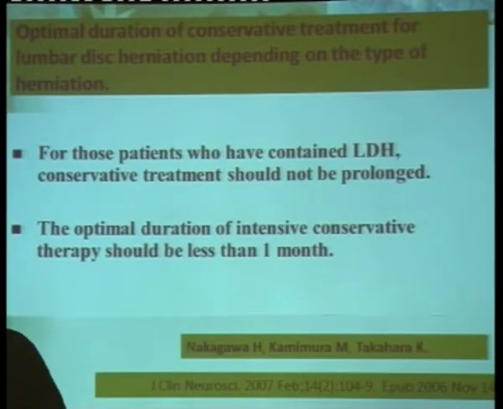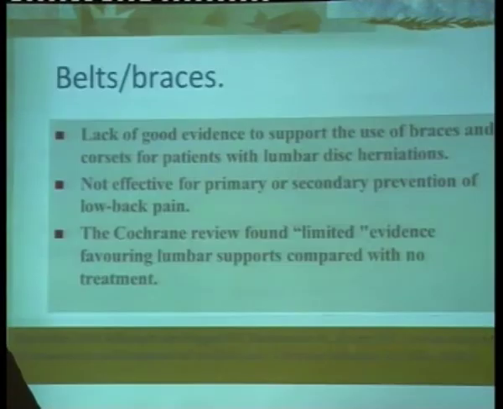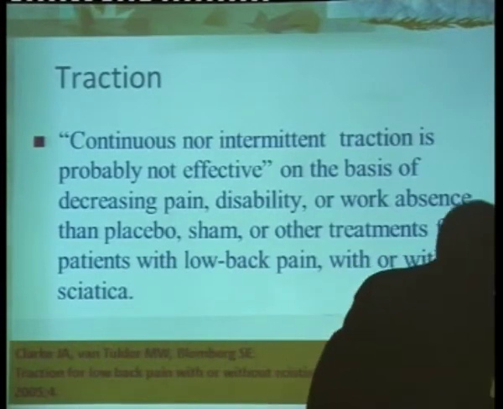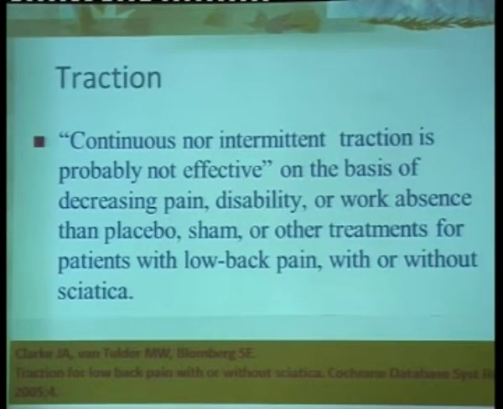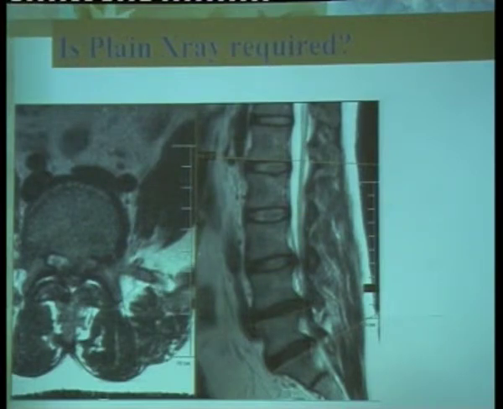Again, this is another study which says that conservative therapy should be less than 1 month, and putting them on a prolonged conservative therapy is no good. During this conservative period, do you use belt and braces? The Cochrane review and all other studies have proved that traction, belt and also intermittent traction have no scientific basis, but if you want to use them as placebo, you can use them.